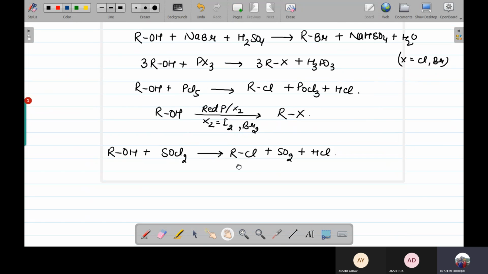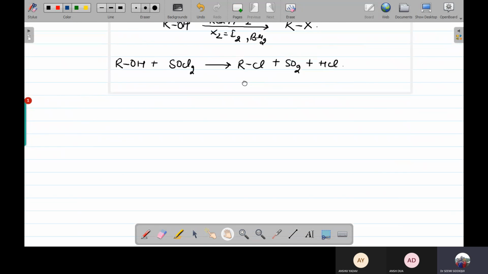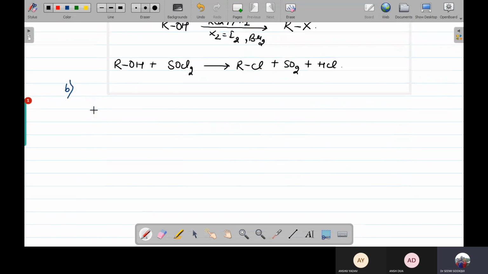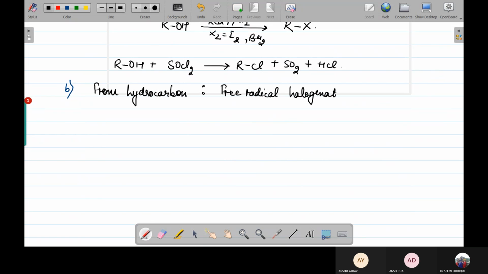Other preparation methods can be what? Besides alcohol, we can prepare them from hydrocarbons. Now, when we prepare them from the hydrocarbons, this particular reaction is going to be a free radical halogenation. Let's look at the reaction.